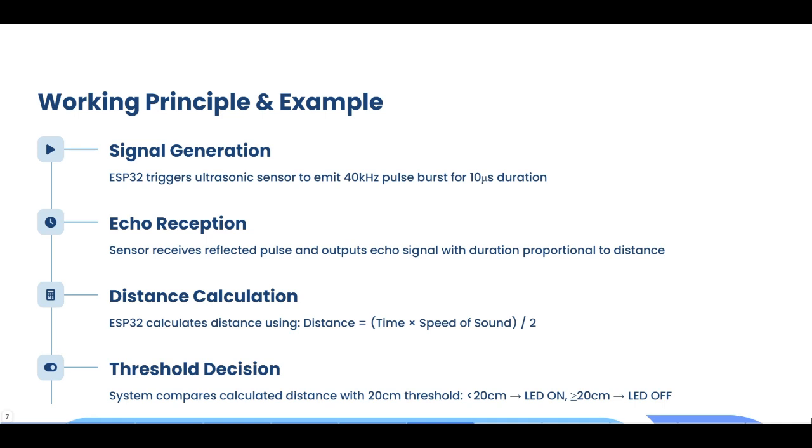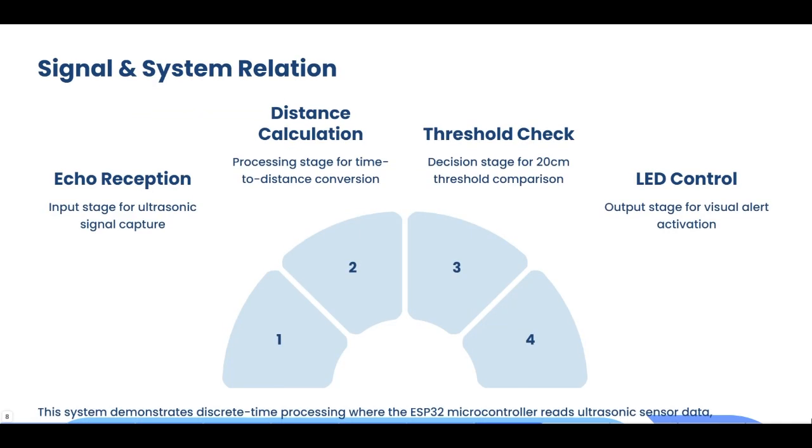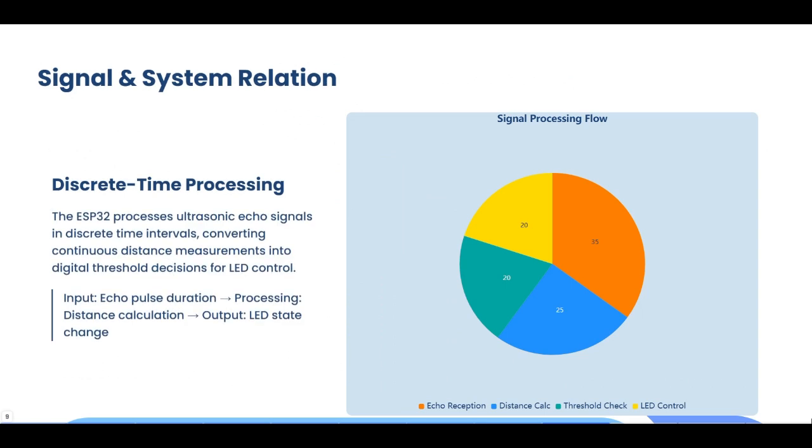The signal processing flow: how the signal is processed from input, then processing, then output. The sensor captures the pulse as input, and in processing the ESP32 calculates the distance and checks if it is within our threshold. As output, the LED lights up if the distance is short and the numbers update on the display. So next, the signals and simulations, as we discussed: the echo pulse duration, the processing, the distance calculation, then the output, the LED states change.